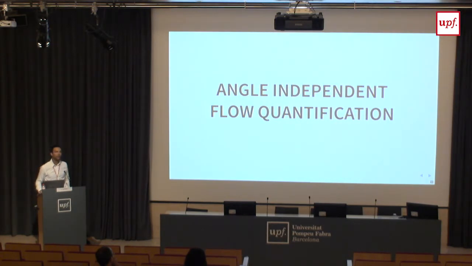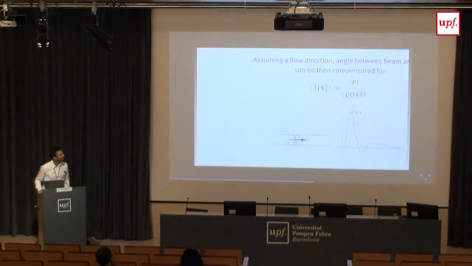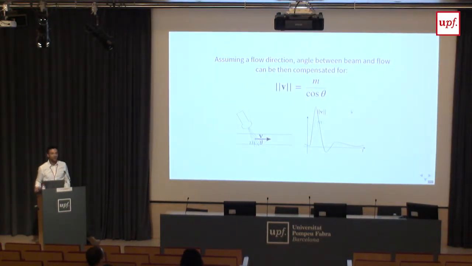So the first thing I'm going to cover is how you make measurements and quantification which do not depend on the angle. Of course, the first thing you can do is just compensate for the angle yourself. So you estimate the direction of the flow by assuming that it follows the vessel, which is a reasonable assumption to make. And then you just divide whatever you measure by the cosine of the angle between the vessel and the transducer. This will have an amplifying effect on the flow or the velocity that you measure. So this is the simplest compensation you can do. And most machines have this built in, so you can do it in the clinic.